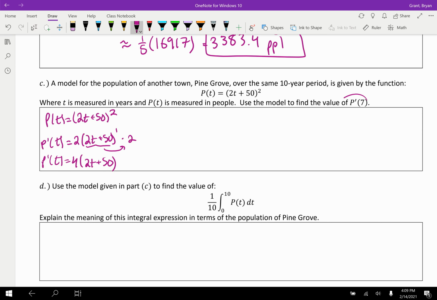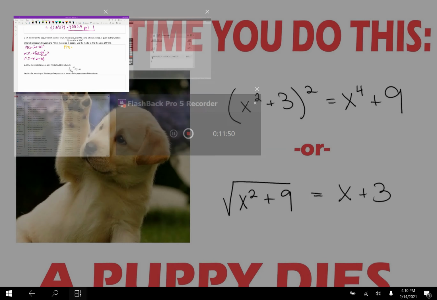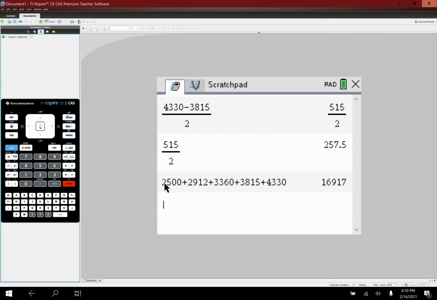Then, from here, you would find P prime of 7. But because all of these are calculator active, we really need to get to practicing our calculator active skills, because there are going to be some problems where you are required to use your calculator to do this, or at least expected to. And so I'm going to go straight to finding P prime of 7 using this equation, (2t + 50) squared. We're going to do it with our calculator.